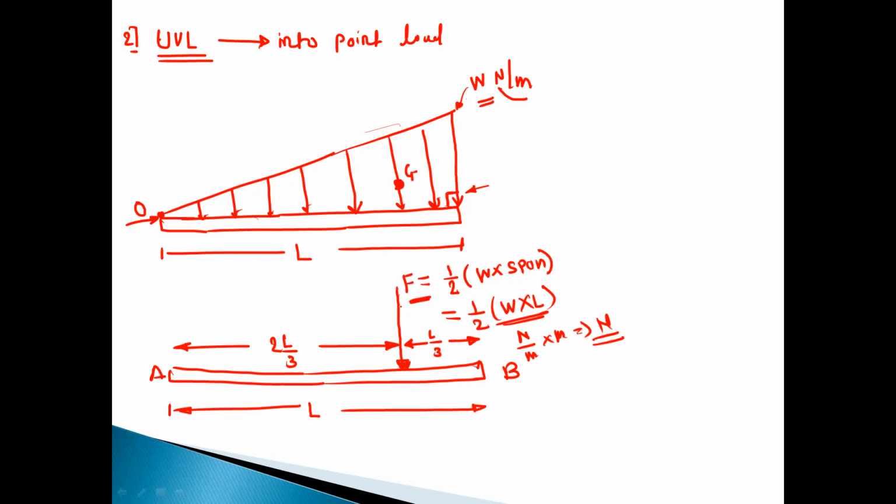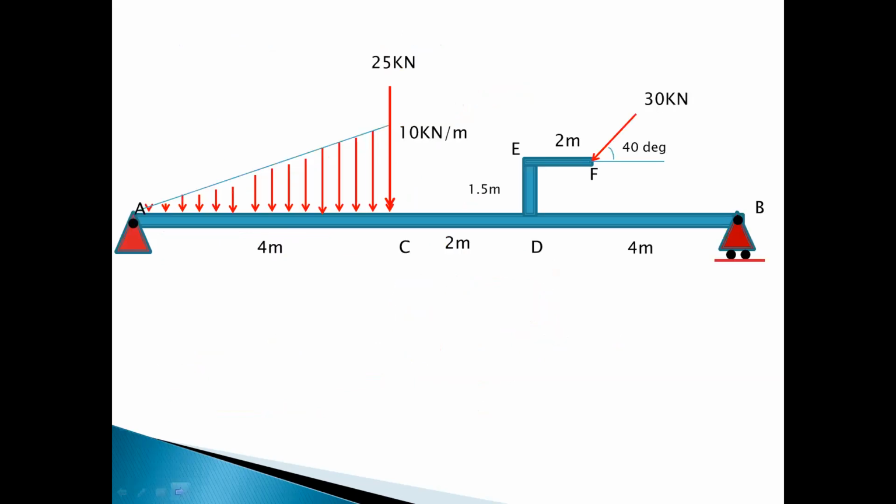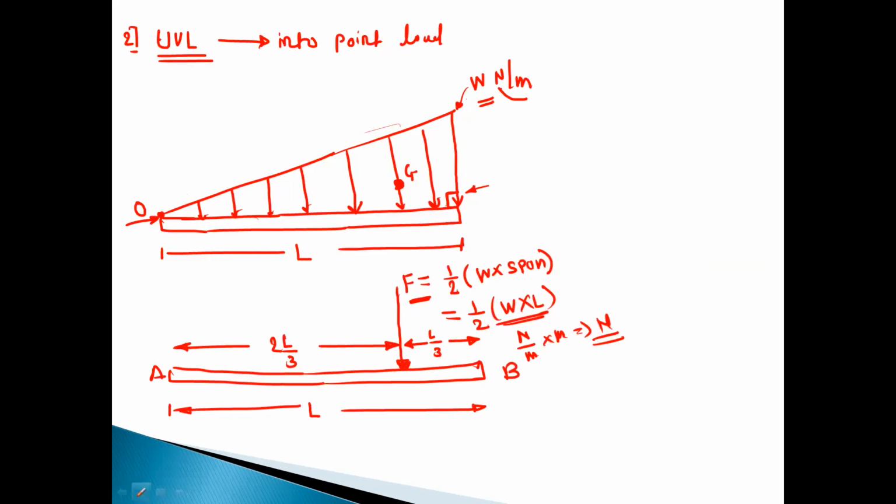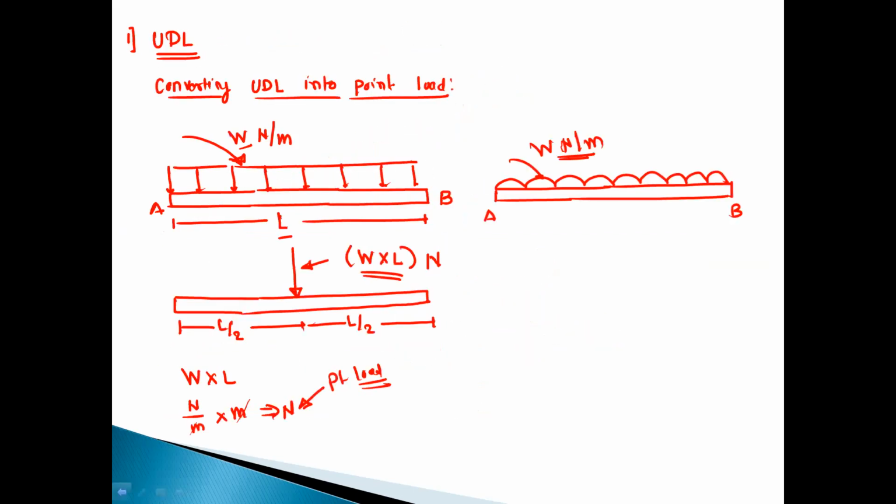Once you convert the UVL into point load, then you can do the remaining calculation to find out the support reaction. And sometimes the load can be the combination of a UDL and the UVL.